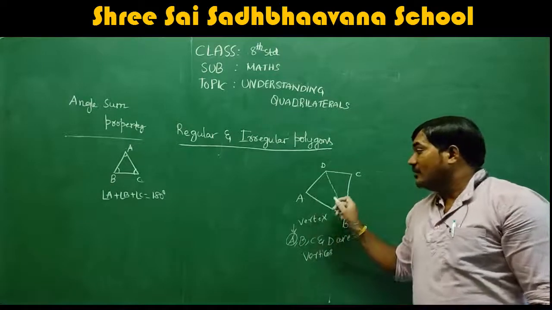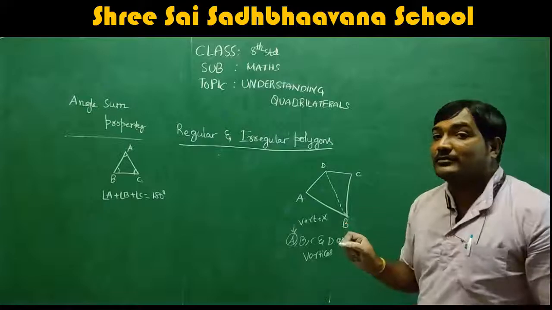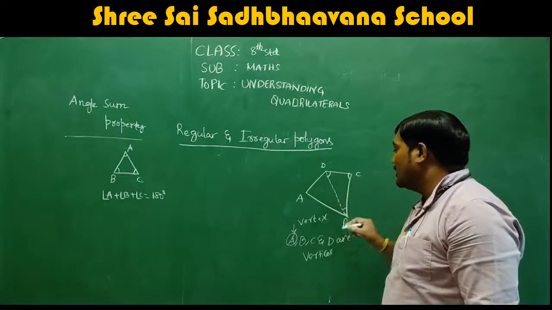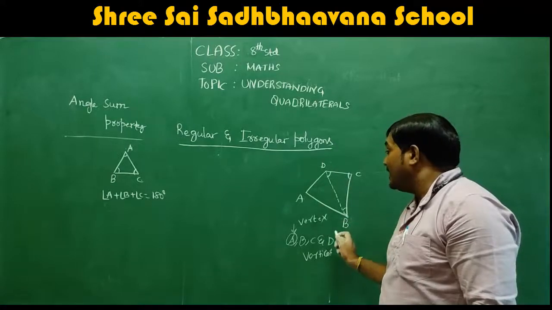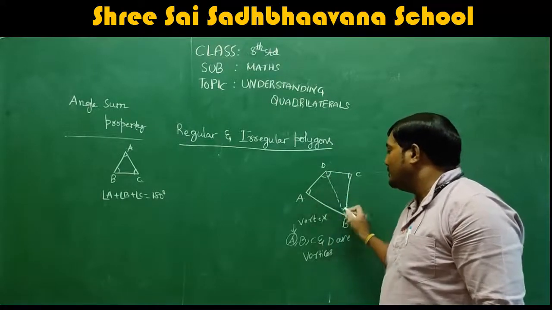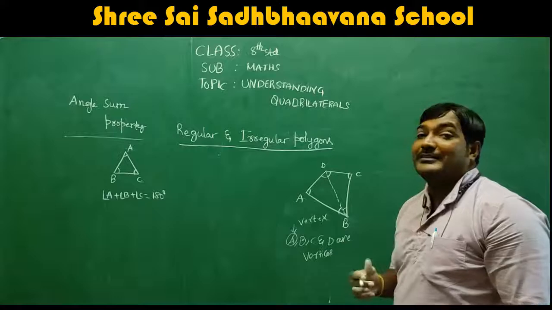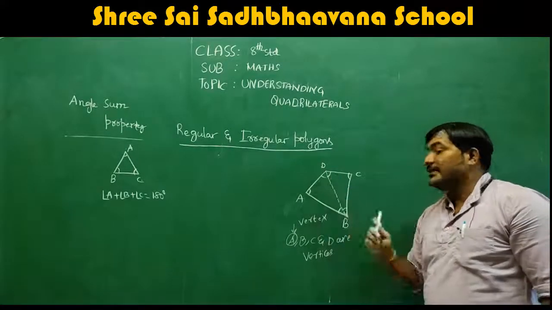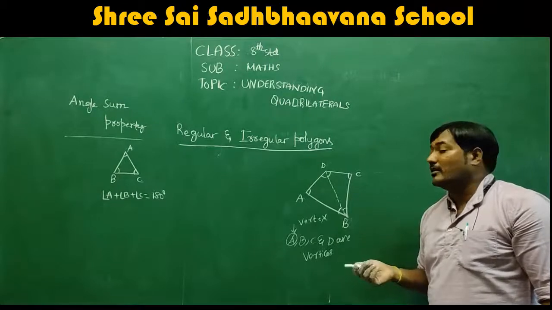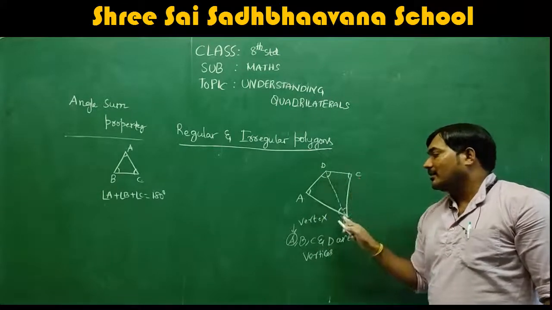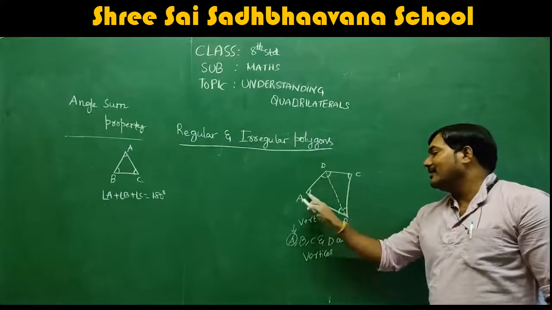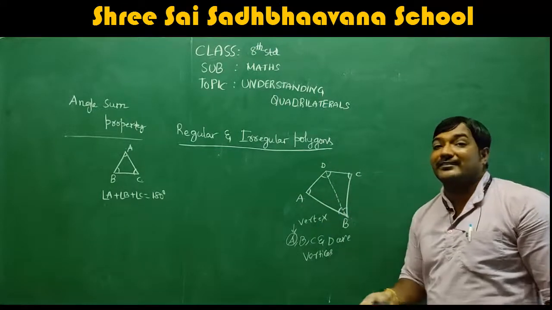Correct? Now, how many angles does it make? Here, one angle, another angle. Why? Because we are dividing this into two triangles. How am I dividing it into two triangles? I am just joining B and D. What is BD called? A, B, C, D are called vertices. Similarly, AD, BC, AB and CD are called sides.